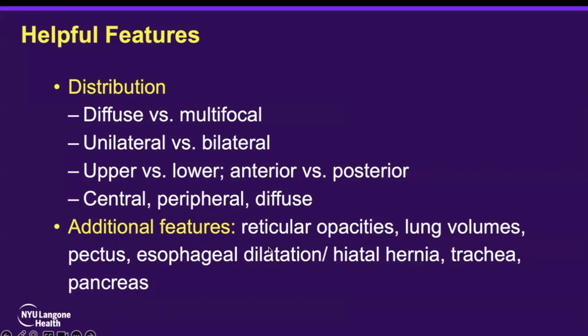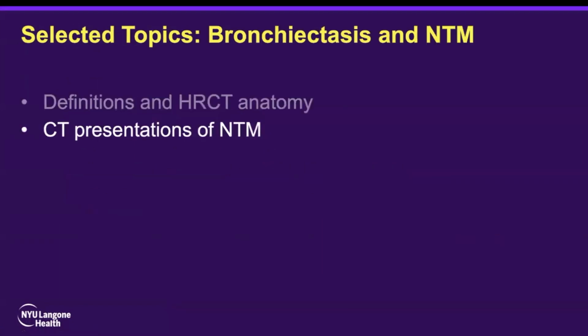Additional features that help differentiate interstitial lung disease and airways disease is to look for reticular opacities and to assess lung volumes. Oftentimes, airways disease processes lead to hyperinflation, whether there's a pectus excavatum, esophageal dilatation, and hiatal hernia, trachea, and pancreas. So we'll touch on some of these in the ensuing discussions.